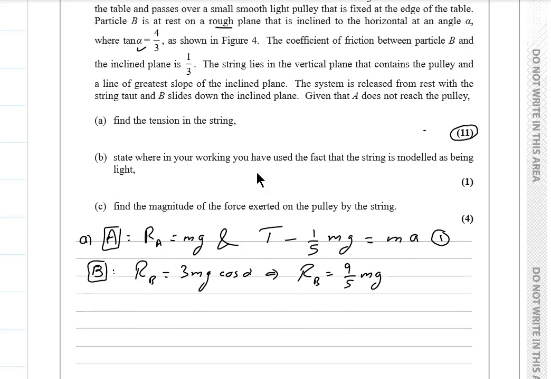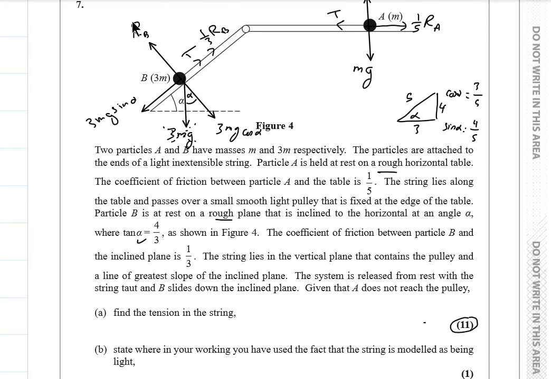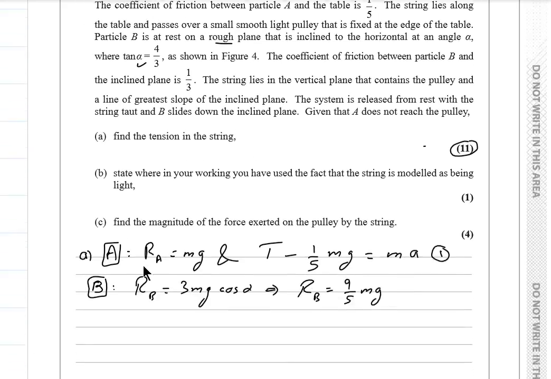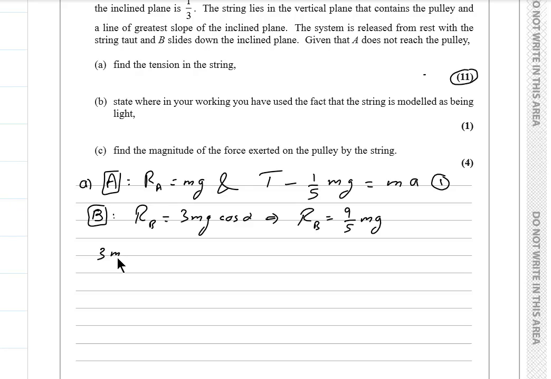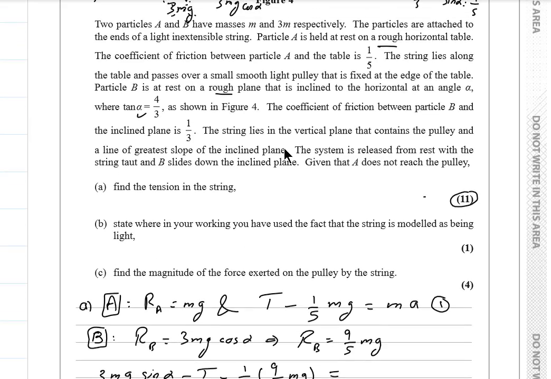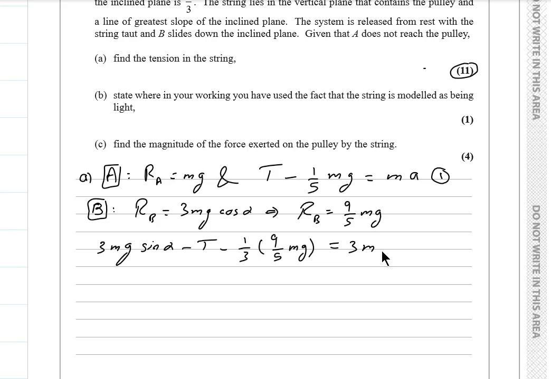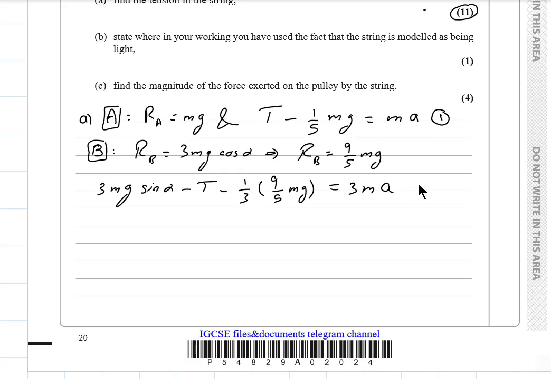In this direction, which is parallel to the line of greatest slope, particle B will move down with acceleration a. So we will apply the equation of motion here: 3mg sine alpha minus the tension minus the friction, which is 1/3 R_B. I can replace R_B with 9/5 mg. This equals the mass of the particle times the acceleration, which is 3ma. This is the second equation, and now we will go to the algebra part of the problem.